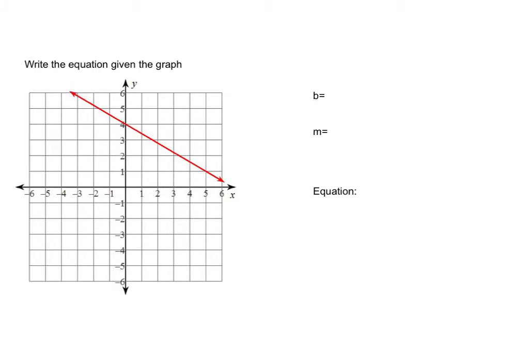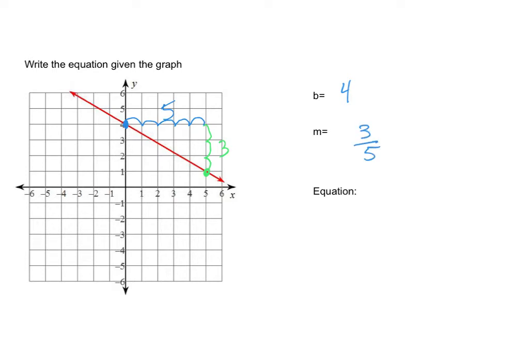So again, we want to write the equation given the graph. So I'm going to identify my y-intercept, which is where my line is crossing the y-axis at 4. So b, my y-intercept, is 4. And now I need to find another point so I can count rise over run. So once I find my other point, I'm going to count 1, 2, 3 for a rise. 1, 2, 3, 4, 5 for a run. So my slope is 3 over 5.